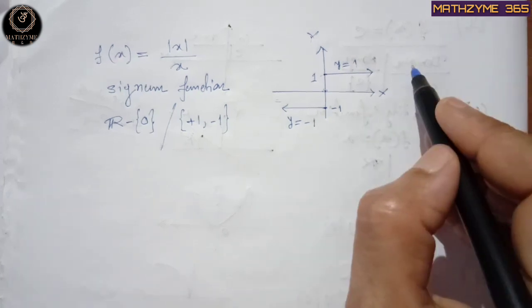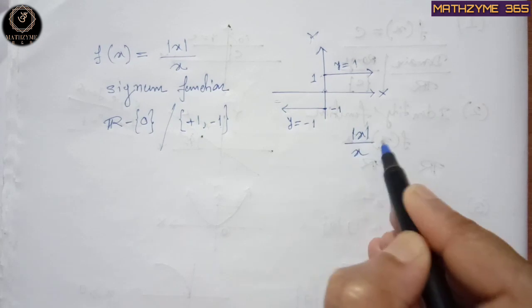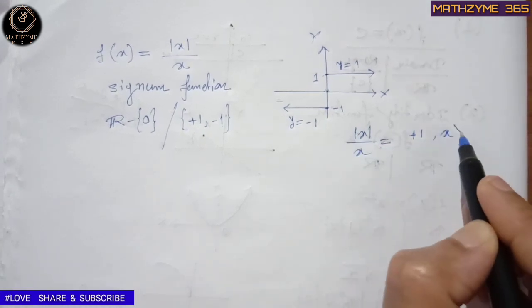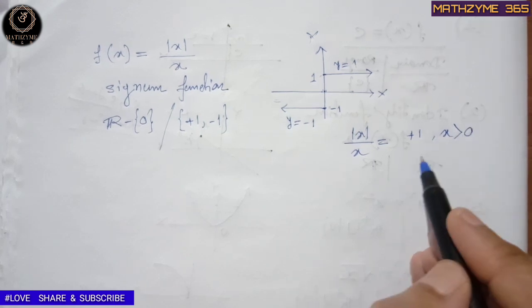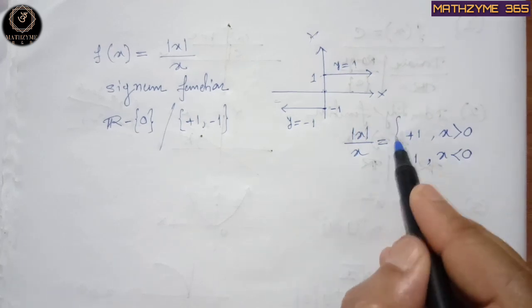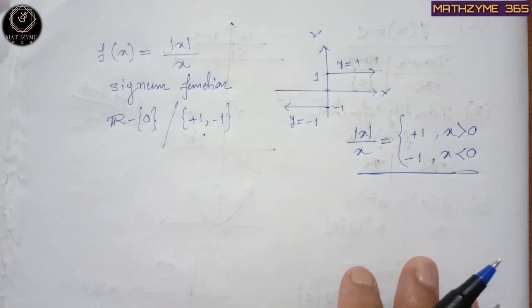We can write the signum function, mod x by x, equals plus 1 when x is any positive value and only minus 1 when x is a negative value. Okay, this function is called the signum function.